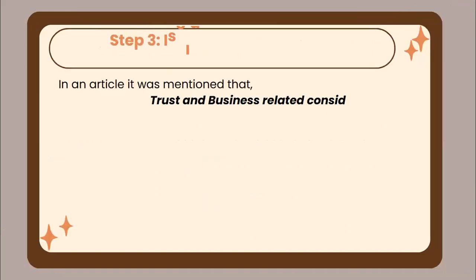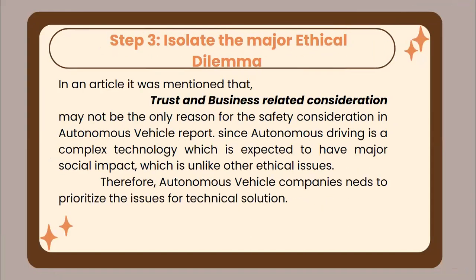Isolate the major ethical dilemma. Isolating the major ethical dilemma simply identifies the issues that the vehicle's programming must address. In one of the articles, it was mentioned that trust and business-related considerations may not be the only reason for safety considerations in autonomous vehicles. Since autonomous driving is a complex technology which is expected to have a major social impact, unlike other ethical issues, autonomous vehicle companies need to prioritize the issue for technical solutions. The major ethical dilemma to be resolved now is whether autonomous vehicles should prioritize the safety of their passengers or prioritize the safety of pedestrians and the dog.